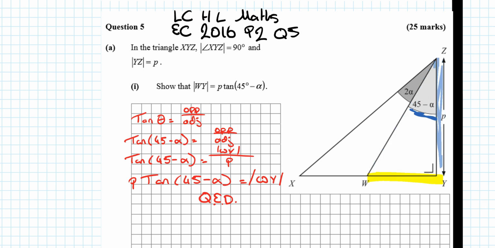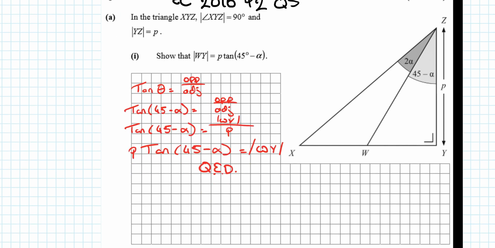We know that tan of any angle is opposite over adjacent, and in this scenario the opposite is opposite the angle that we're given, which is 45 minus alpha. So it's going to be WY over the adjacent, which is going to be P here because it's beside the angle that we're given. And we simply have to multiply across by P to get WY on its own. That WY is going to be useful in a minute now.